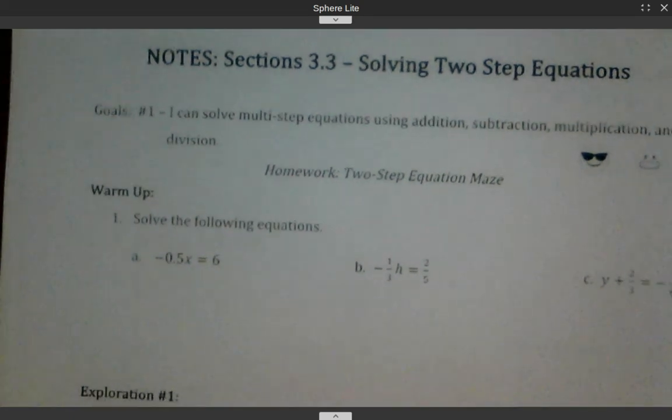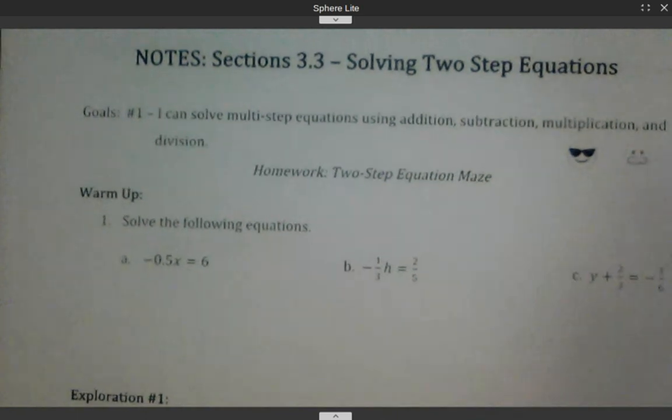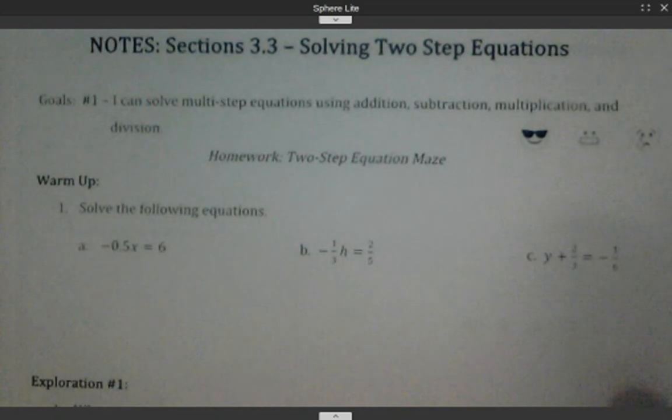Hey there, welcome to section 3.3, solving two-step equations. Our goal for today is: I can solve multi-step equations using addition, subtraction, multiplication, and division.